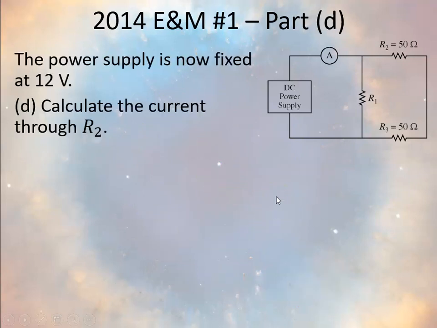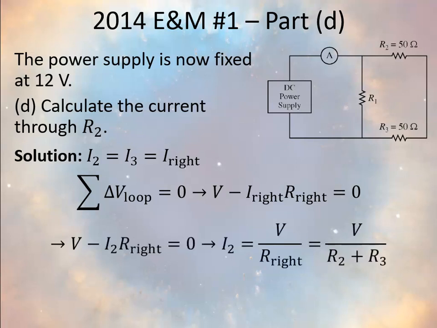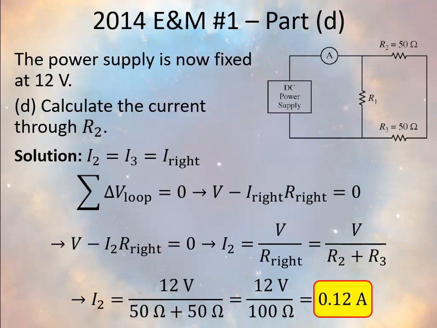Moving on to part D, the power supply is now fixed at 12 volts. Upon doing that, calculate the current through R2. Well, let's see. The path that has R2 in it has an equivalent resistance of 100 ohms. So we can take a Kirchhoff's loop rule and recognize the voltage of the power supply minus the current going through the right side times the equivalent resistance of the right side is 0. But the equivalent resistance of the right side is just R2 plus R3, which we already got. That's 100 ohms. So what we're left with is 12 volts divided by 100 ohms gives you 0.12 amps.